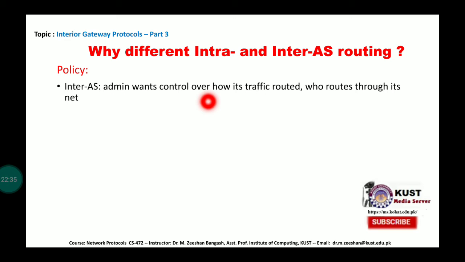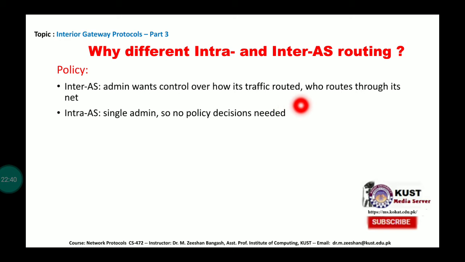In the case of an intra autonomous system, however, there is only one single administrator of that complete autonomous system, and for that the protocol performs its operation and no policy decision is needed. The communication takes place based on the type of algorithm, the intra autonomous system algorithm, that is used.